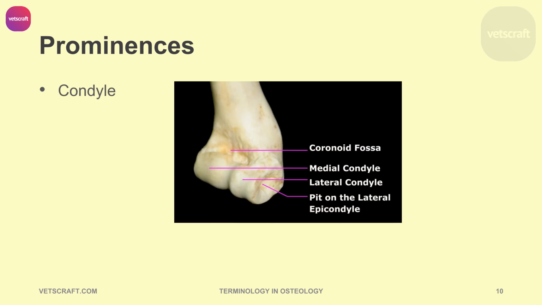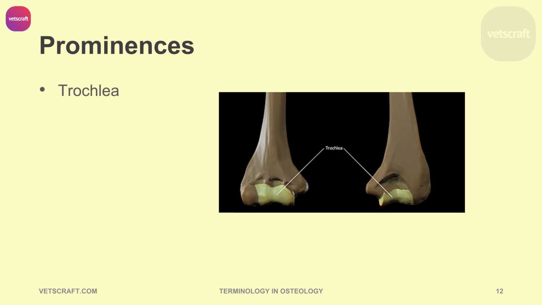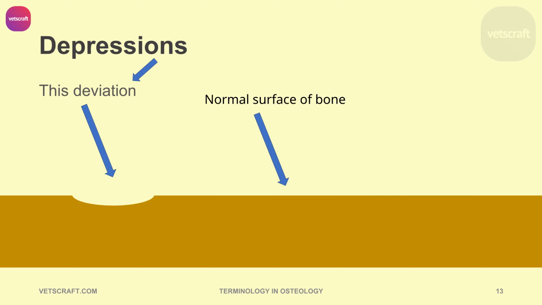Condyle is a somewhat cylindrical articular eminence, while an epicondyle is a non-articular projection in connection with it. In this picture, you can see the medial and lateral condyle of the humerus bone. Protuberance, prominence, eminence and torus are varieties of bony projections. Trochlea is a pulley-like articular area, as you can see in this picture. It is for articulation.